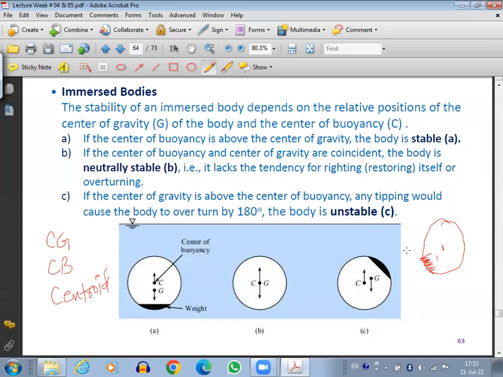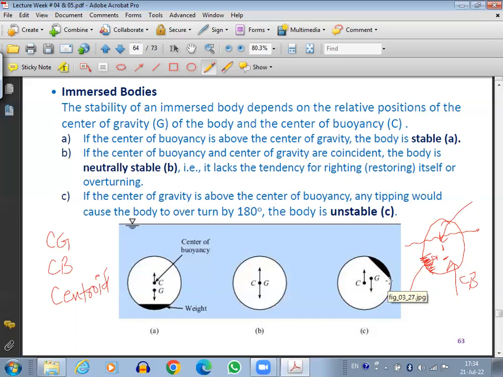Now suppose this object is dipped in water till here. The buoyancy will act at the center of the dipped object. So buoyancy will act at the centroid of this dipped shape. The centroid of this shape might be here. So this will be the center of buoyancy. This was the centroid, and this is the center of gravity.